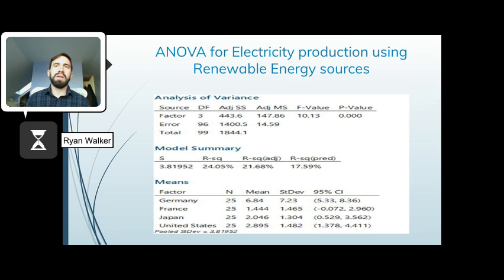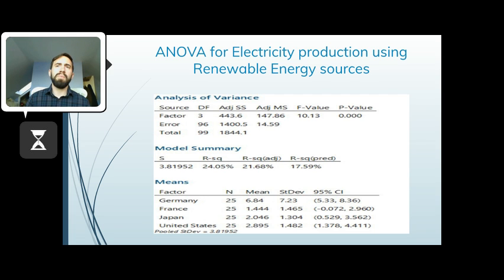Now, here you can see the results from our analysis of variance, or one-way ANOVA that we ran through Minitab. And this should give us an insight as to whether or not GDP per capita is a significant indicator for electricity production from renewable energy sources. So our null hypothesis for this is that all four means would be equal, and our alternative hypothesis is that at least one mean is different.